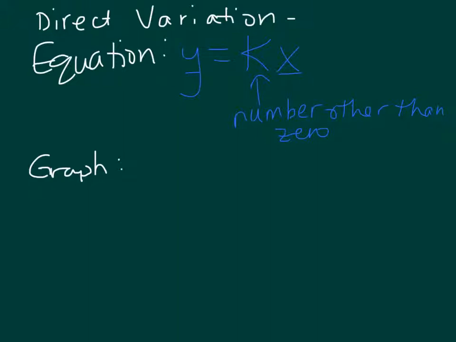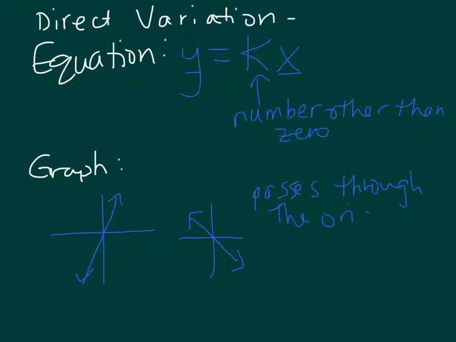A graph of a direct variation equation is going to pass right through the origin, and it's going to have a slope, right? It doesn't have to go that way. It might also go this way. But those are examples of graphs of direct variation. It always passes through the origin, and so we can easily look at a graph and tell if it's a direct variation or not.